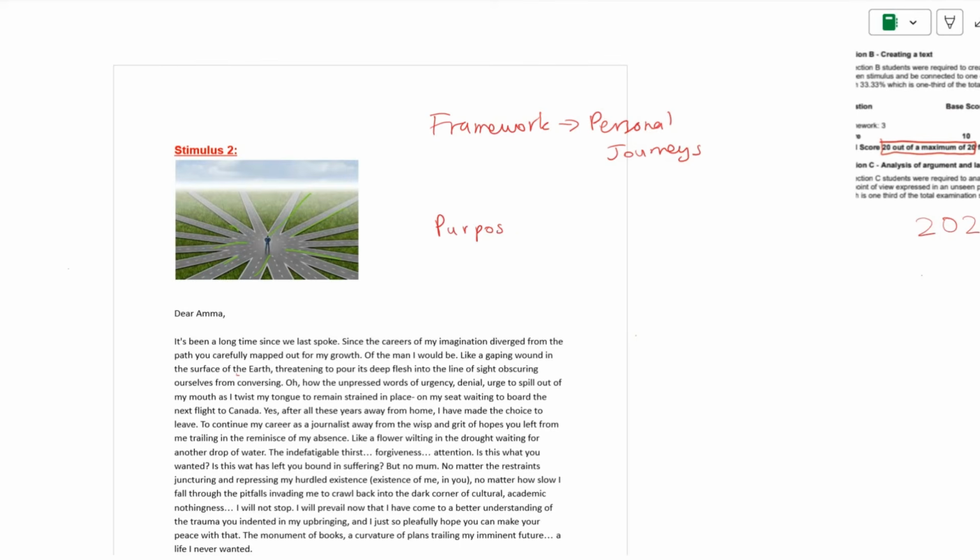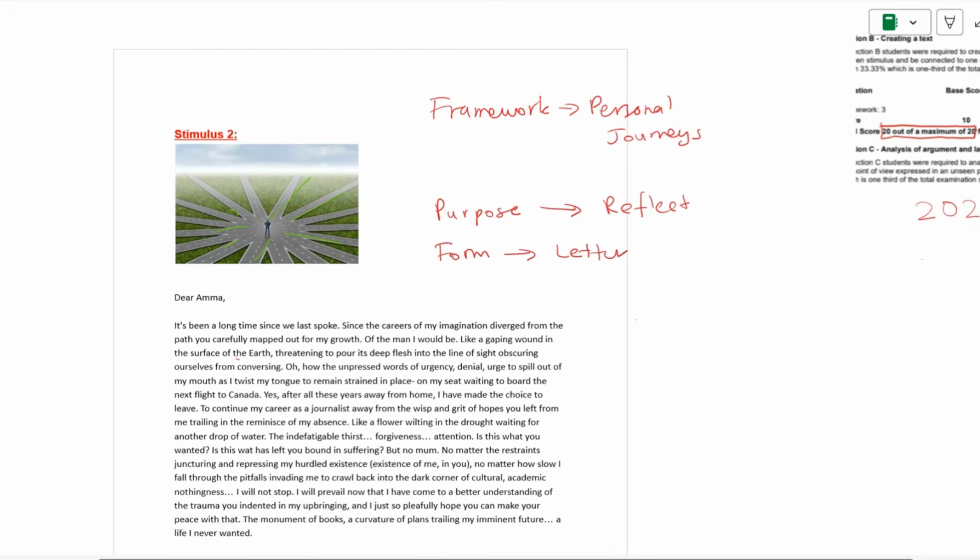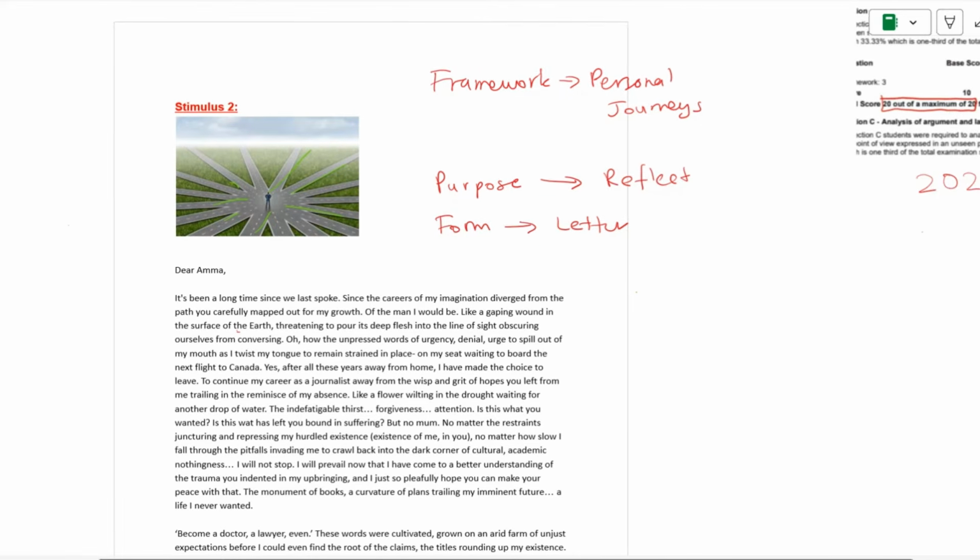And then the purpose of my piece was to reflect. So this is a reflective letter in form. The form is a letter. And a little bit of context behind the piece: this is basically a letter to my mother about me coming to terms with my own career and leaving behind the cultural expectations that were ingrained in me from childhood. So that's the kind of thing there. You can have a read of that in the introduction here.